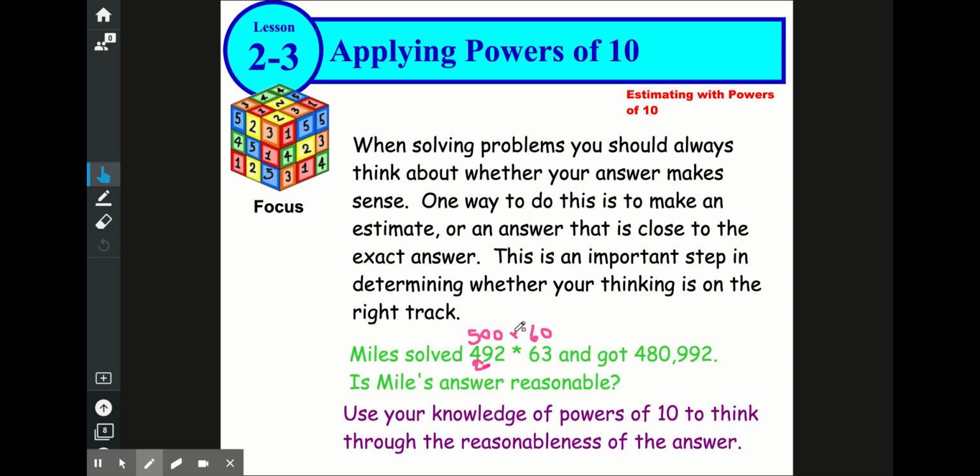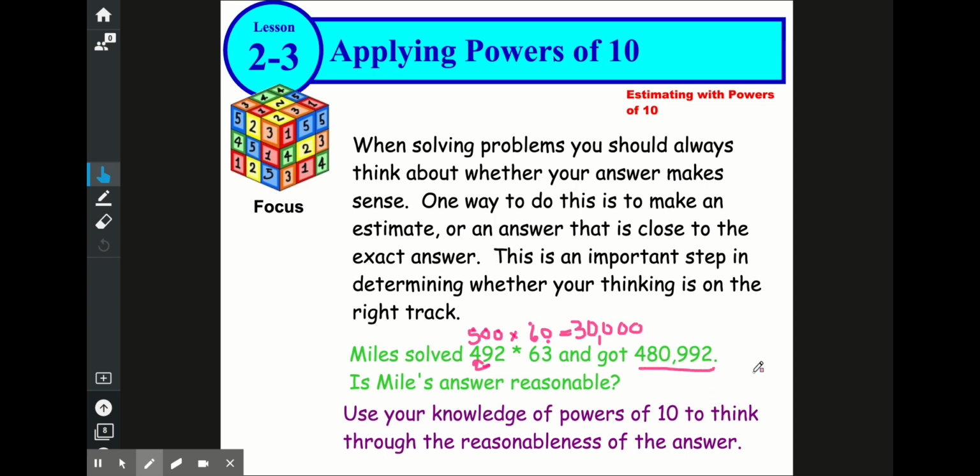And if I do those extended facts, I know that 5 times 6 is 30. And then I can see that I have 1, 2, 3 zeros to add on to the end. 1, 2, 3. And I see that with the estimate, now I know my 492 I rounded up, but my 60 I rounded down. My estimate is 30,000.